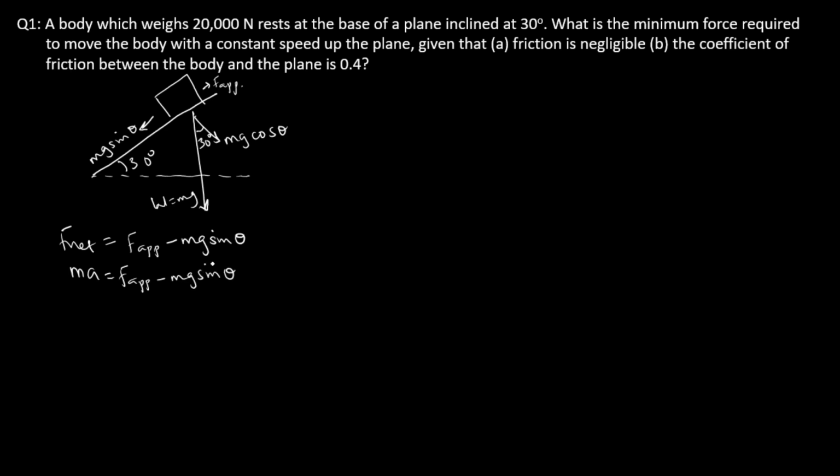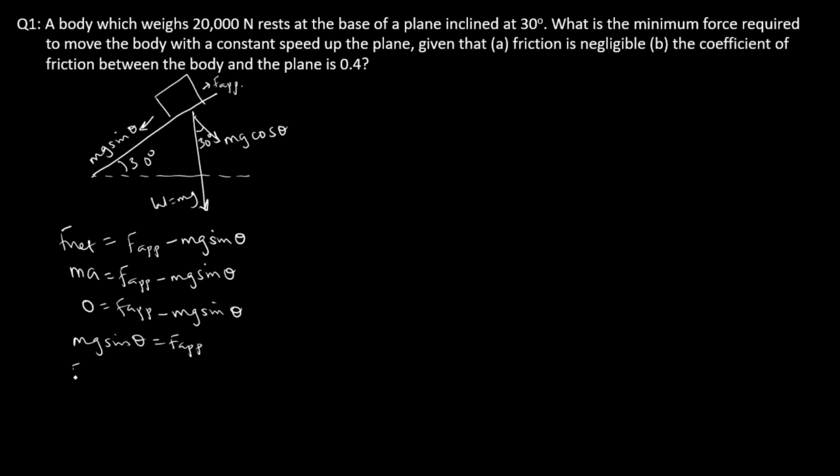But then again, we understand that the question says it moves with a constant speed. If your body travels at a constant speed, it implies that it doesn't undergo acceleration. Acceleration is defined as the change in velocity with time. So if there's no change in the speed, it implies that there is no acceleration. So we can write 0 equals applied force minus mg sine theta, which implies that if we move this to the left, we have that mg sine theta is equal to the applied force.